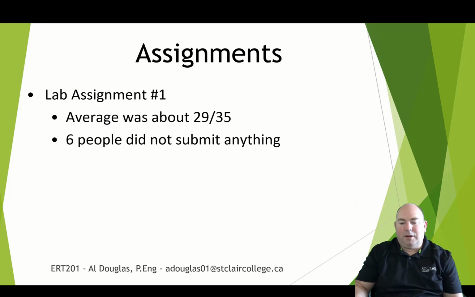All right, comment on assignment number 1. So that was the conversion assignment. The average was about 29 out of 35 for that assignment. There were 6 people that did not submit anything. So I have connected with those people, or at least attempted to connect with them to see what went wrong, whether it was a technical problem or whether they just didn't do it.